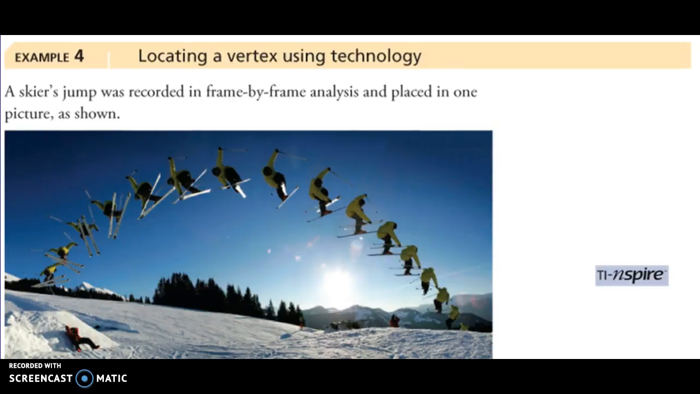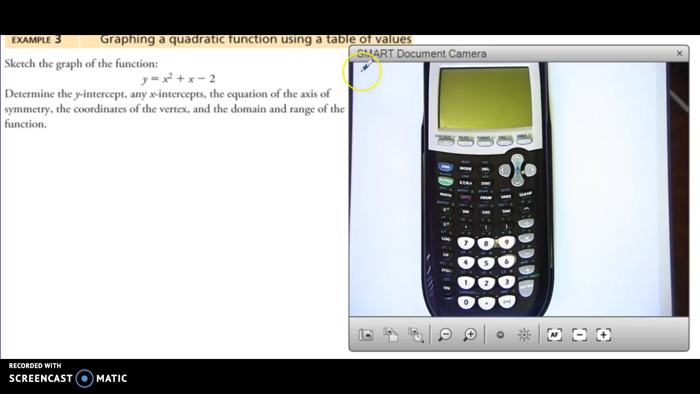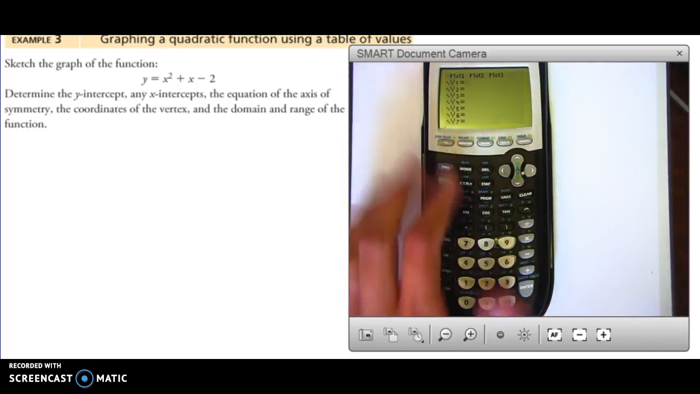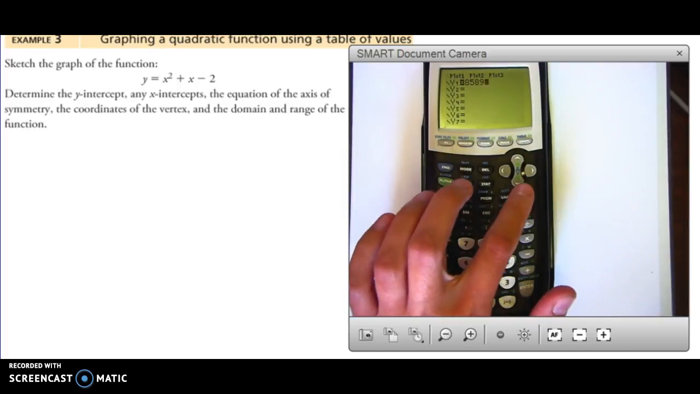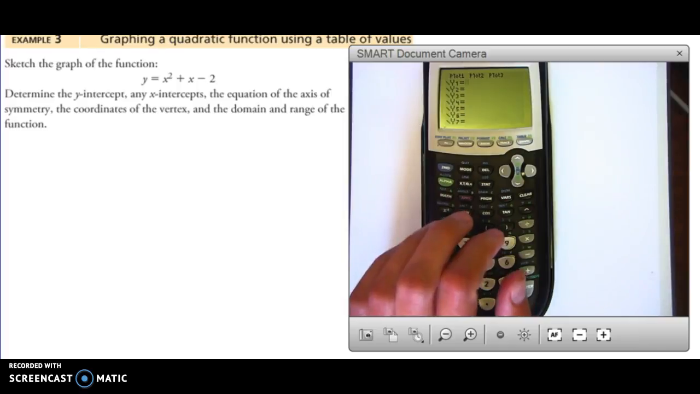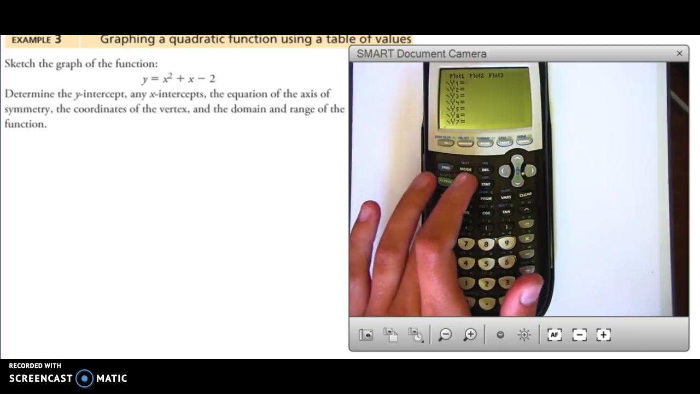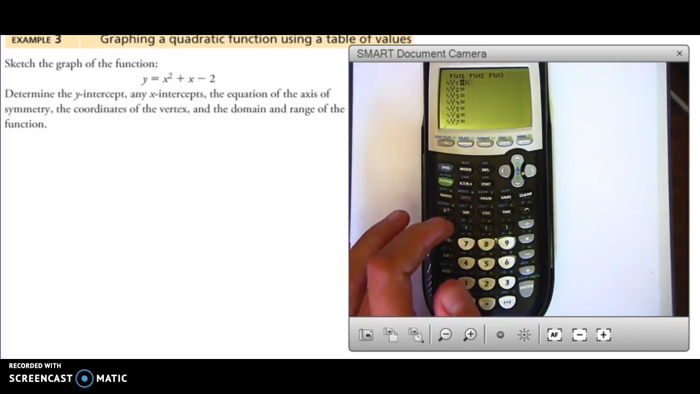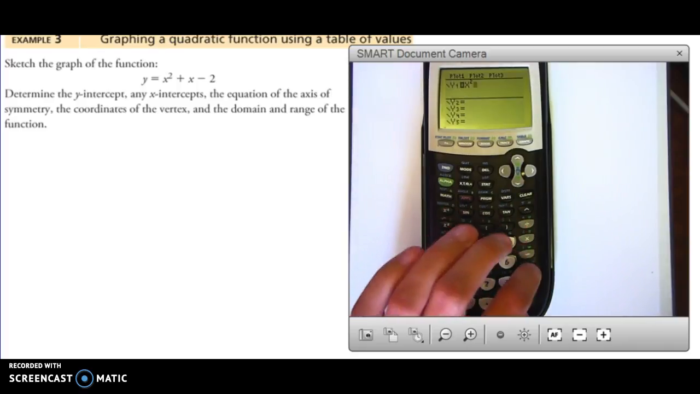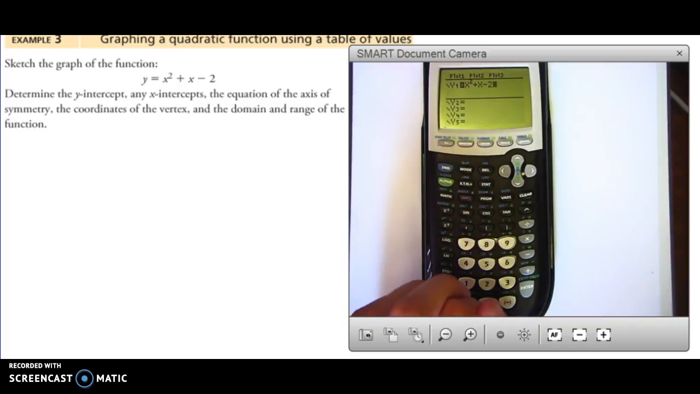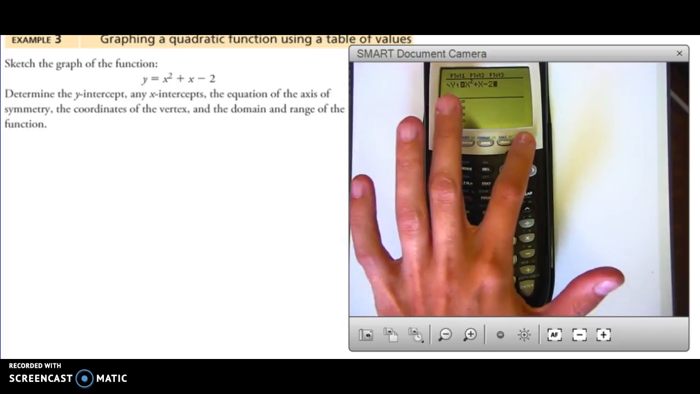So I want to take you to example 3, and I'll show you how to use the graphing calculator. So we'll turn our graphing calculator on, and I will go into my y equals. If you have an equation in there, you can just hit the clear button to erase whatever's in there. So I'm going to enter x squared plus x minus 2, and I'm going to hit my graph button.